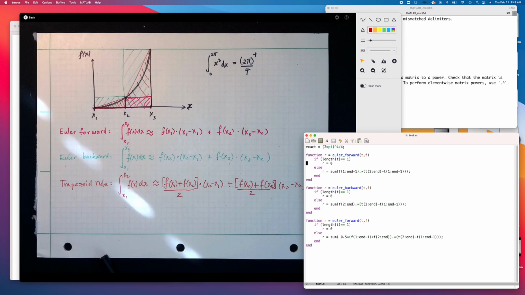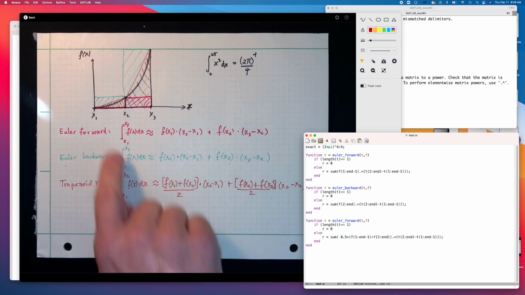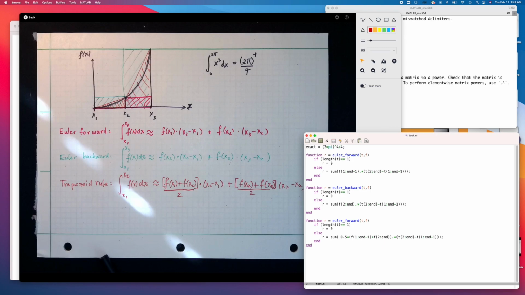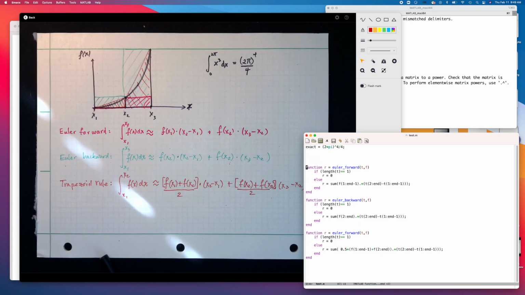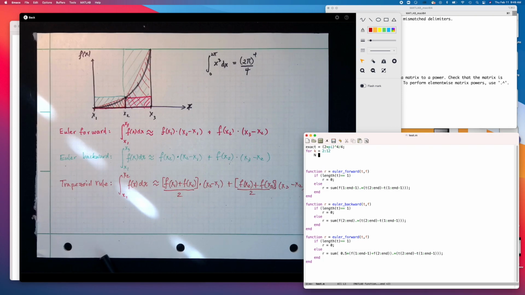And now, in this little test script, I'm going to progressively increase the number of mesh points. Hopefully these don't have any bugs. Let me put semicolons on these. All right, so the points I'm going to pick are k equal to 2 up to 12, n equal to 2 to the power of k.